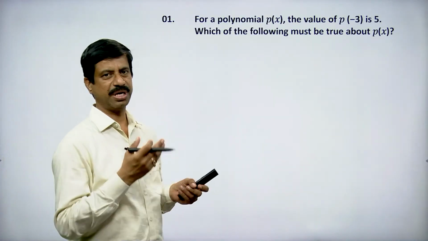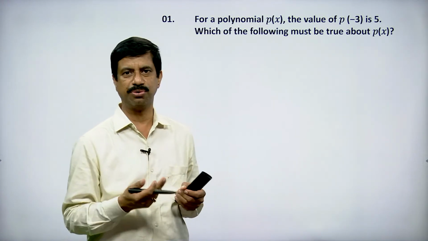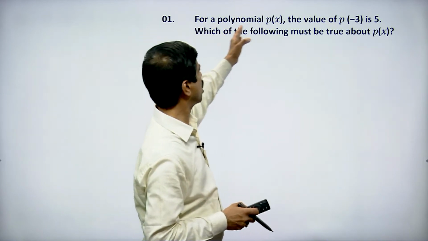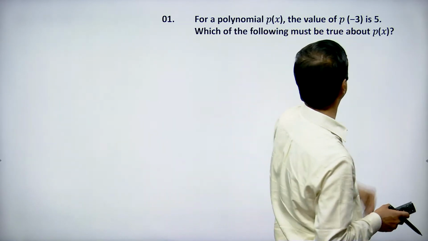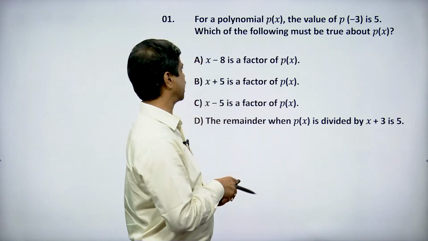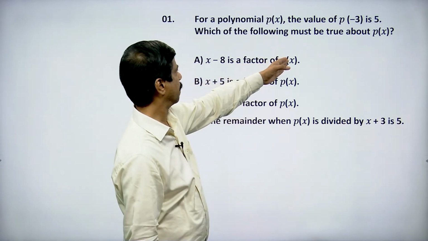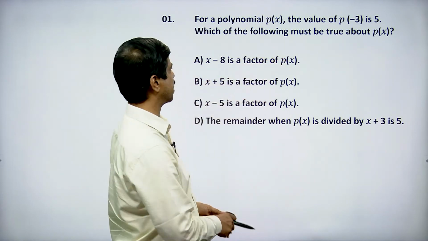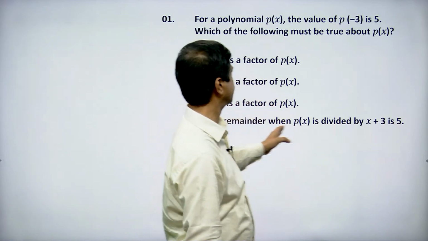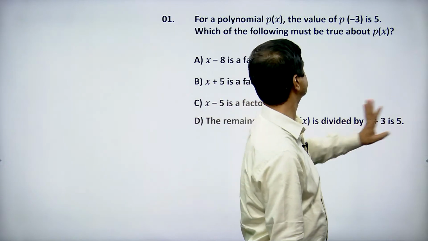So now it could be finding out factors or anything. He may ask you to find out the values or how it varies and all these things. So for a polynomial p of x, the value of p of minus 3 is 5. Which of the following must be true about p of x? X minus 8 is a factor of p of x, x plus 5 is a factor of p of x, x minus 5 is a factor of p of x, and x plus 3, the remainder when p of x is divided by x plus 3 is 5.